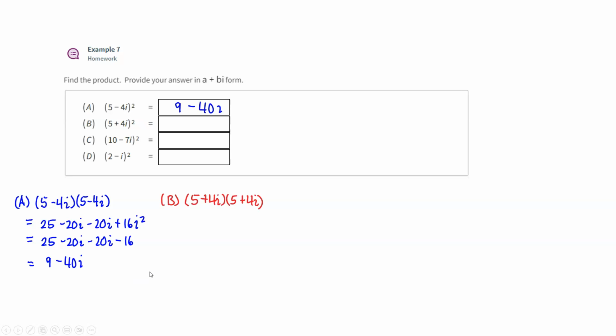B, likewise, except the only thing that's different is you have a plus in here now. You get a lot of the same numbers involved. You still get a plus 16i squared here, which still becomes a minus 16, and 25 minus 16 is still 9, but this time you have a plus 40i as a result.